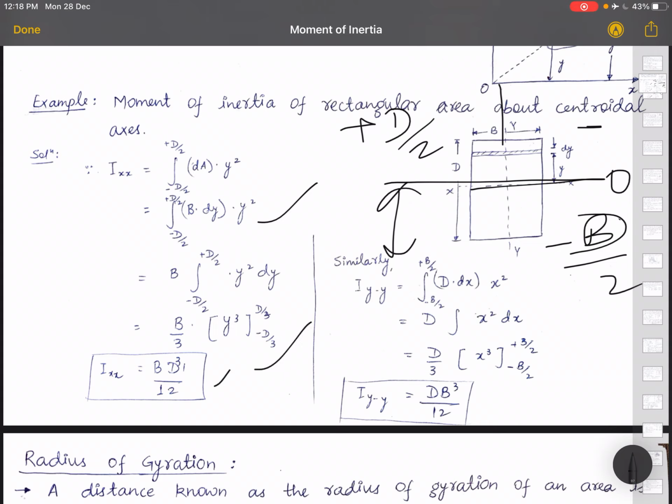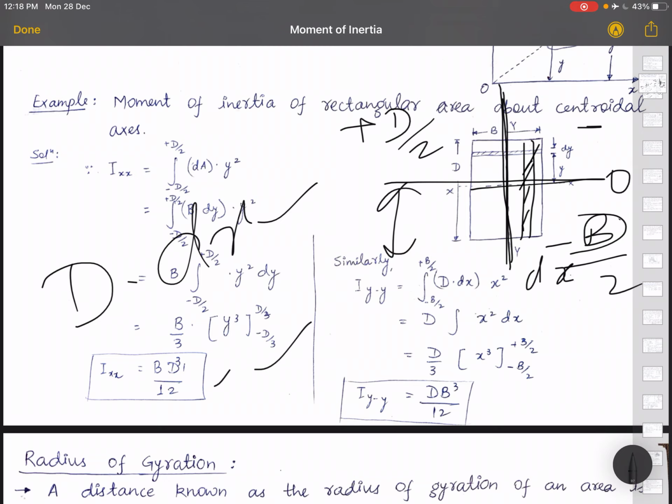If the axis is y axis, if we want to calculate from y, so what you are going to do, you will take a small strip here of thickness dx. So that area will be d into dx multiplied by x square. So you will get db cube by 12.